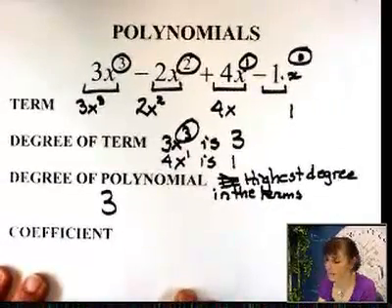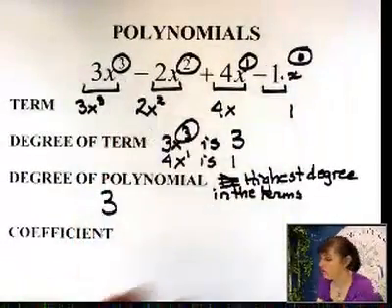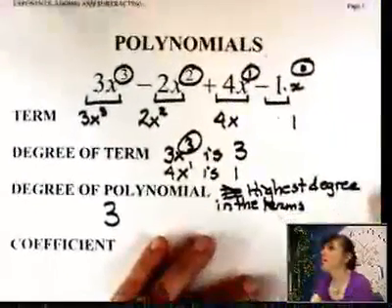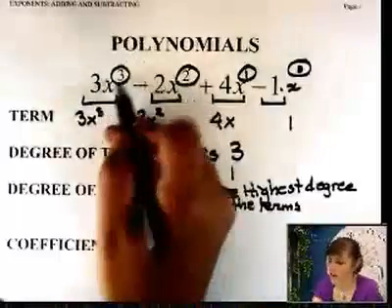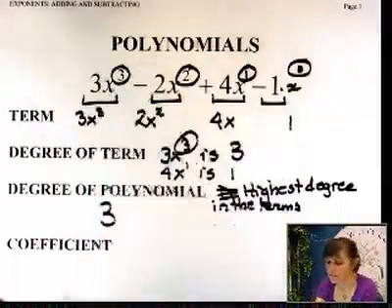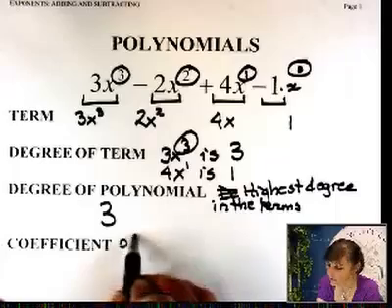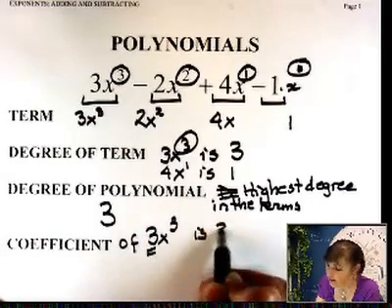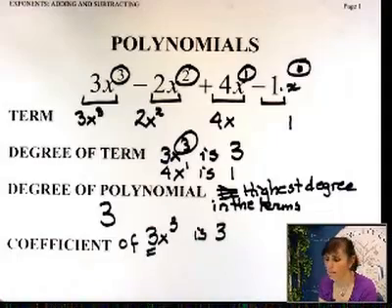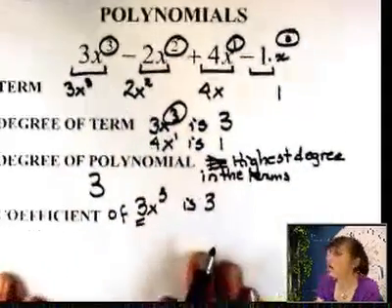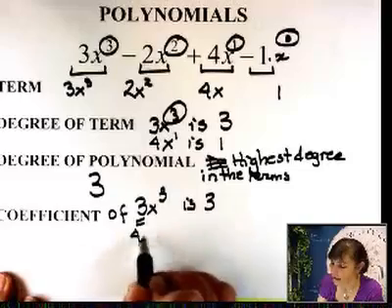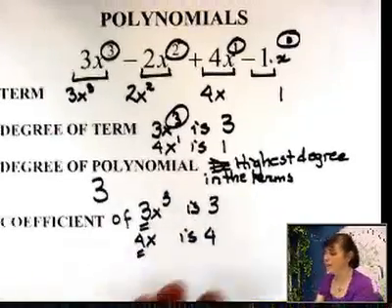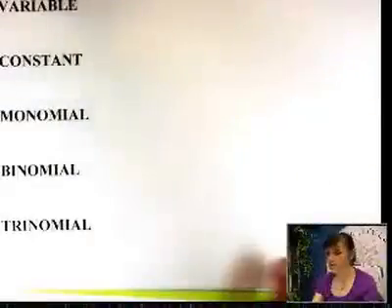Okay, there is one more word that I need to go through. Let me see if I have it. Yeah, I do have it in the next page. Coefficient. So in a term, the numbers in front of the letters are called coefficients. So the coefficient of 3x cubed is 3, the number in front of the variable. And the coefficient of this term, let's say 4x, is 4. Okay? So these are a couple of words you need to know.